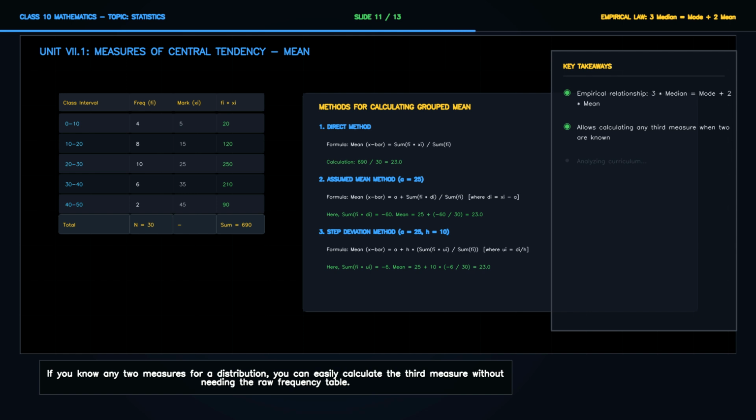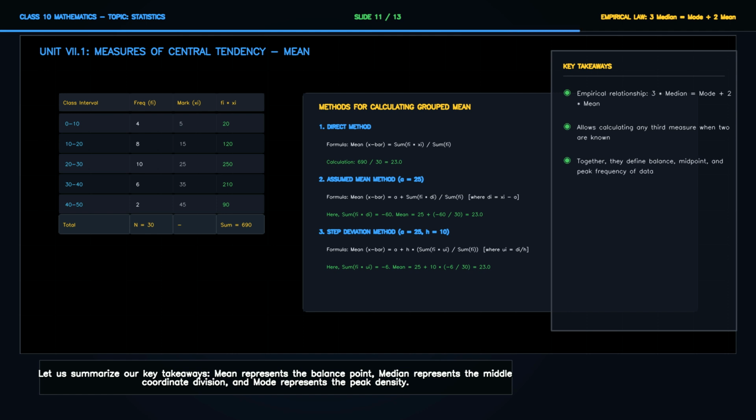frequency table. Let us summarize our key takeaways. Mean represents the balance point, median represents the middle coordinate division, and mode represents the peak density. Together, these three measures provide a complete, multidimensional view of any group dataset in statistics.